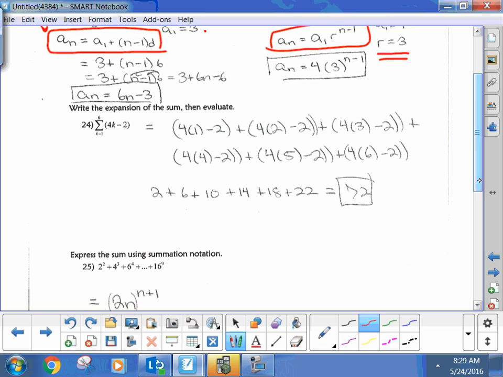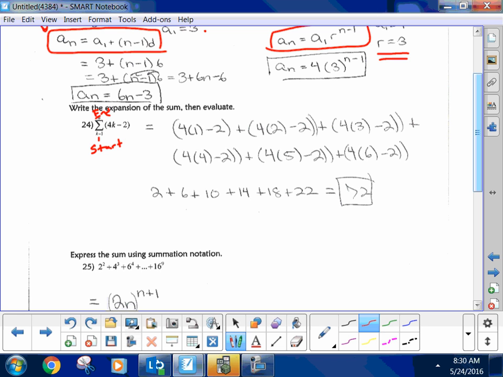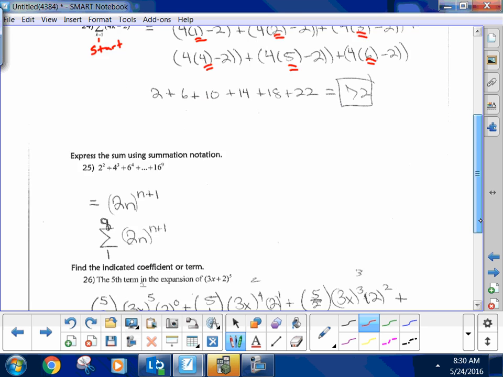Now, when you do a summation expansion, this tells you where to start, this tells you where to end, and it's telling you to add them all up. So one of the things that we did is that we started at 1, went to 2, and as you can see, I expanded it and then added them all up to get that solution. So when you see that, you got to be able to do that.